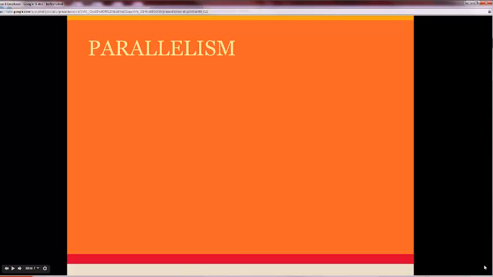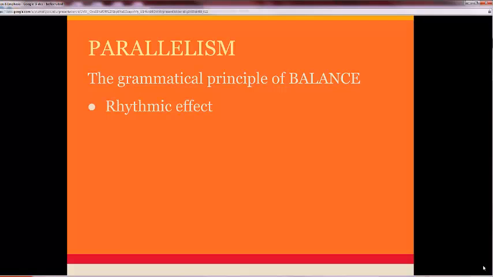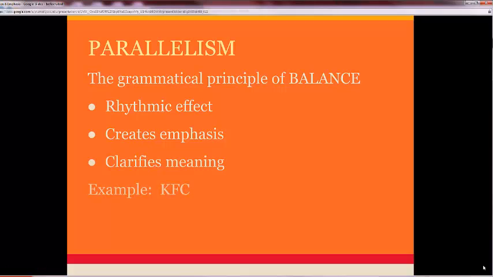Parallelism is another way of creating emphasis in sentences. Parallelism is the grammatical principle of balance. It creates a rhythmic, pleasing effect if used properly, both by creating emphasis and clarifying meaning. For example, we hear parallelism all the time in advertising slogans. KFC once had a slogan, "Buy a bucket of chicken and have a barrel of fun."